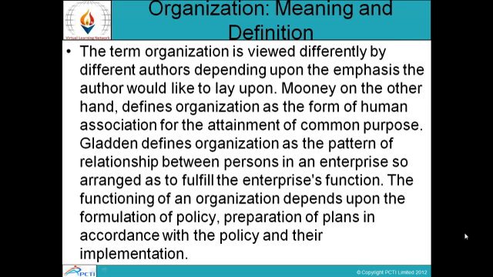So organization is basically a pattern of relationships between persons in the enterprise, so arranged as to fulfill the enterprise's function. The functioning of the organization depends upon the formulation of a policy, preparation of plans in accordance with the policies, and their implementation. So an organization always has a pattern to be followed. They have relations between the persons and the entrepreneur, performed as the enterprise's function. So organization always consists of policies, plans, and their implementation and formulation.